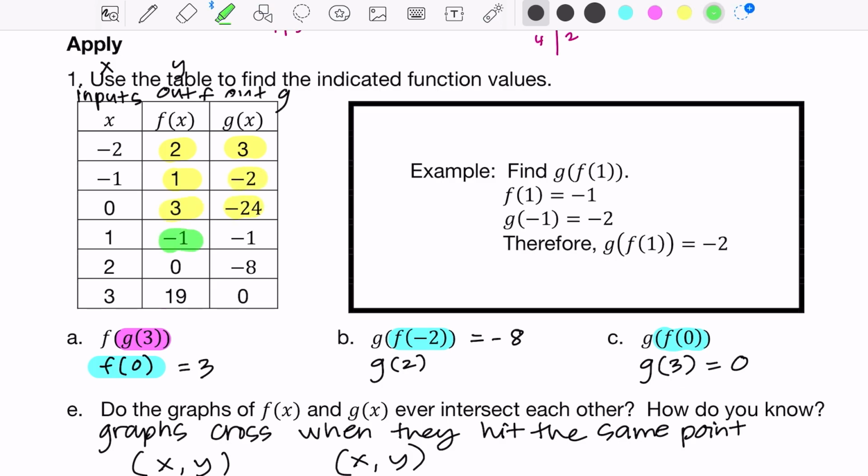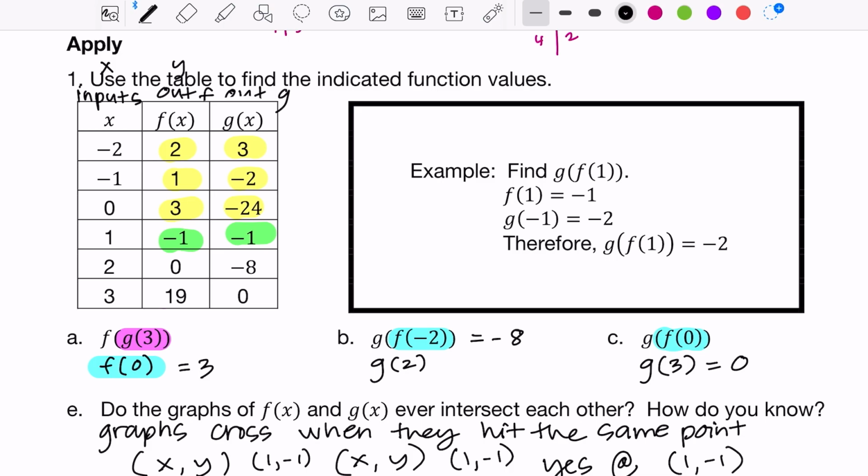Whoa, whoa, whoa. Here we have the point on the F graph is 1, -1. And then on the G graph, the same input and output values are there too. So when you're asked, do the graphs cross? You would say yes, at 1, -1. And if that was too much thinking for you, just plot the points and see if they cross. It's super easy. You can plot both graphs to see if they cross. Okay?